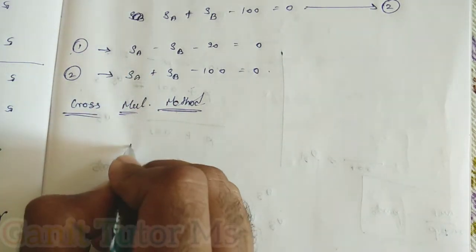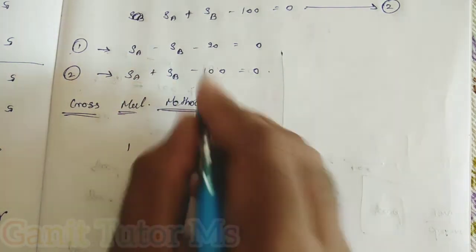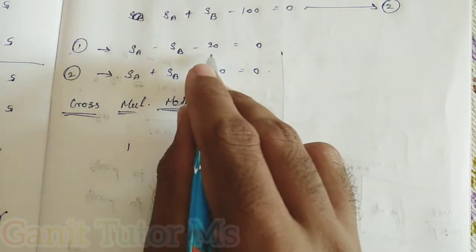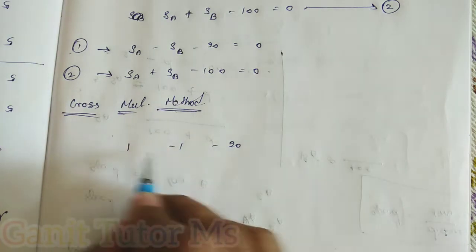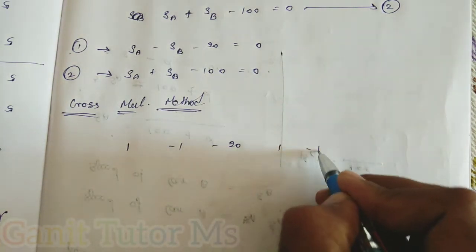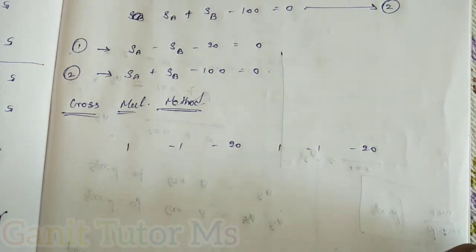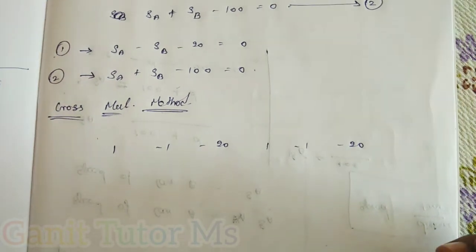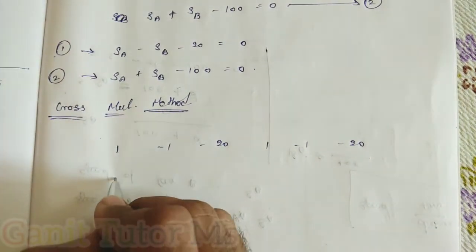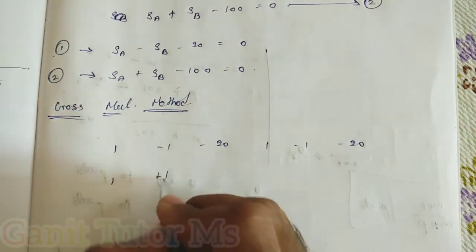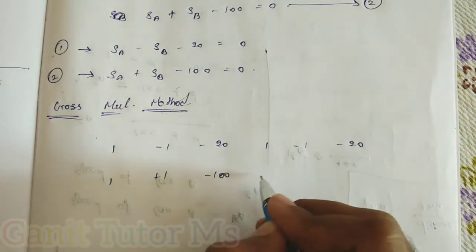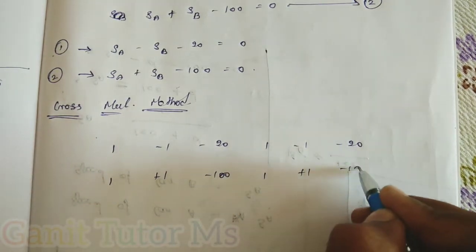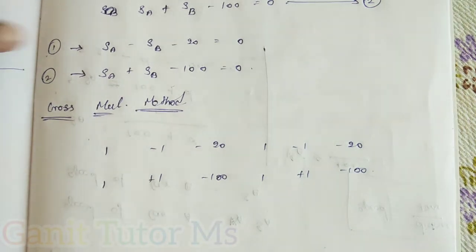Now, A1 is the coefficient of this variable. So, 1, here minus 1, here minus 20. Minus 20 is the constant term. Now we repeat the same thing again: 1, minus 1, minus 20. So, from the first equation, I computed. Second equation: here 1, here plus 1, minus 100. Again, 1, plus 1, minus 100. Clear? Any doubt in this?